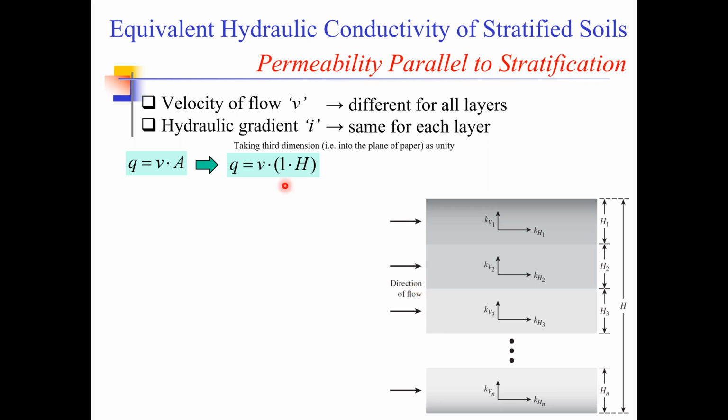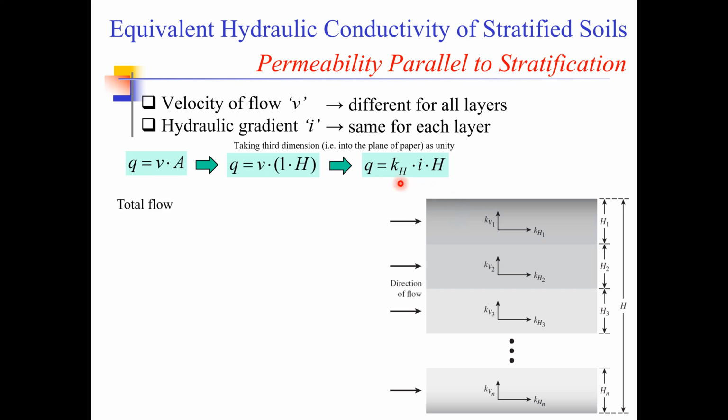Now, this equation can further be modified into this. We know from Darcy's law that V equals Ki. So replacing V equals Ki in this over here, we get this. Now, I've put H here, where subscript H actually represents permeability parallel to the stratification.